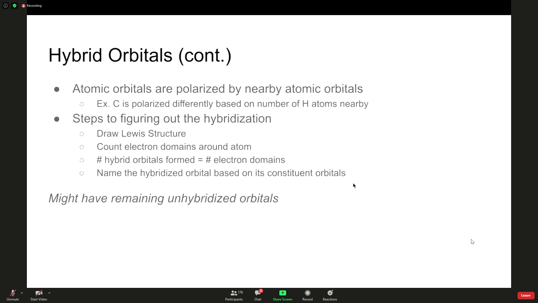The way to figure out how they're hybridized is you basically draw the Lewis structure, which hopefully was covered in unit 2. And then you want to count your electron domains. Keep in mind that the unpaired electrons also count as a domain, so don't forget that. Then the number of hybrid orbitals formed is the number of electron domains. So if you have 3 electron domains, that'd be an sp2.